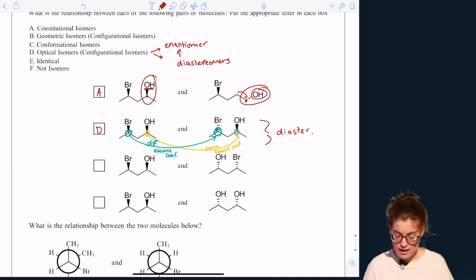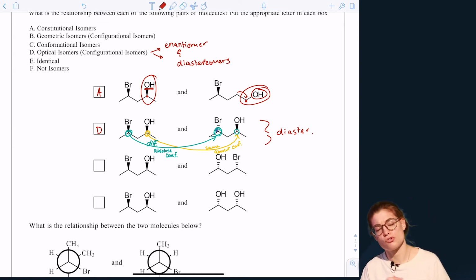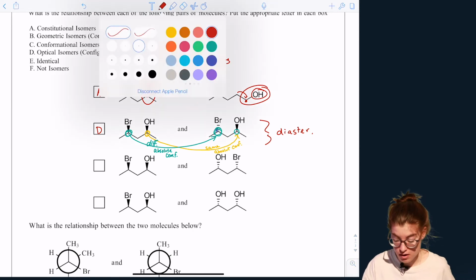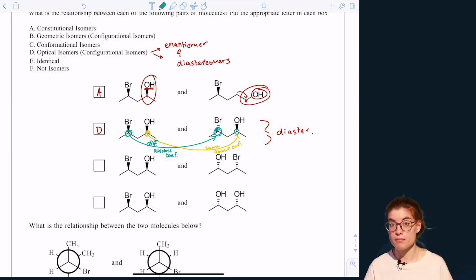Okay, so it's easier for me when all the groups line up and then I can examine, oh, is this on a wedge or is it on a dash? So what I'm going to do is take one of these molecules and flip it over, kind of like I'm opening the next page of a book, or going backwards in the page of a book or something.